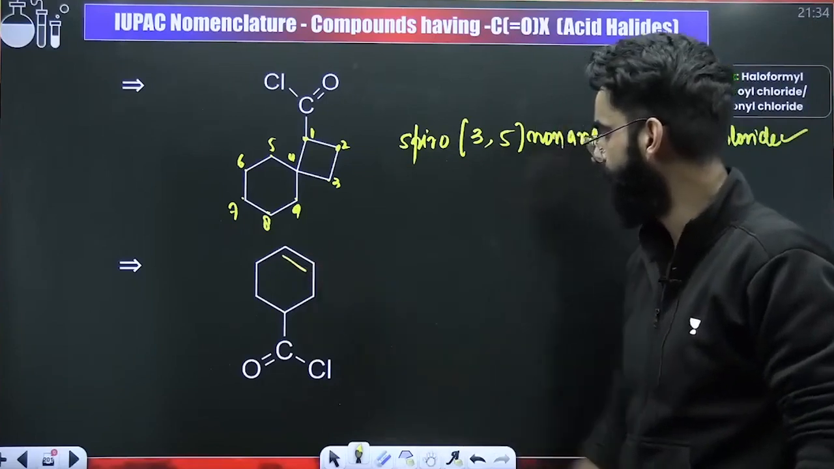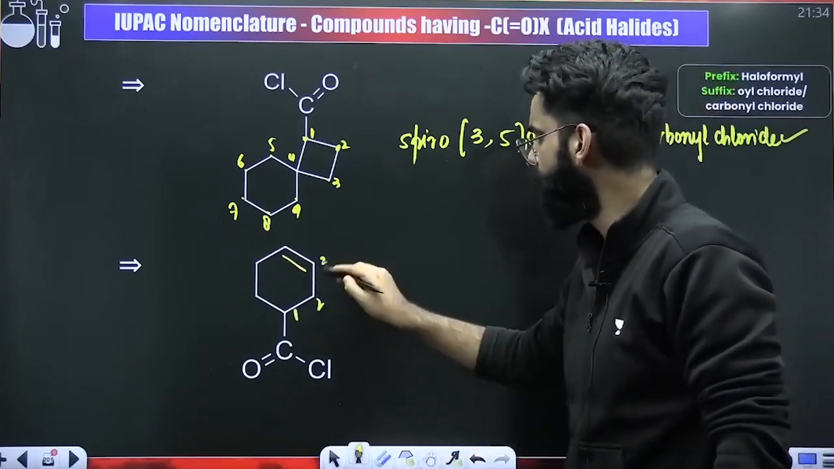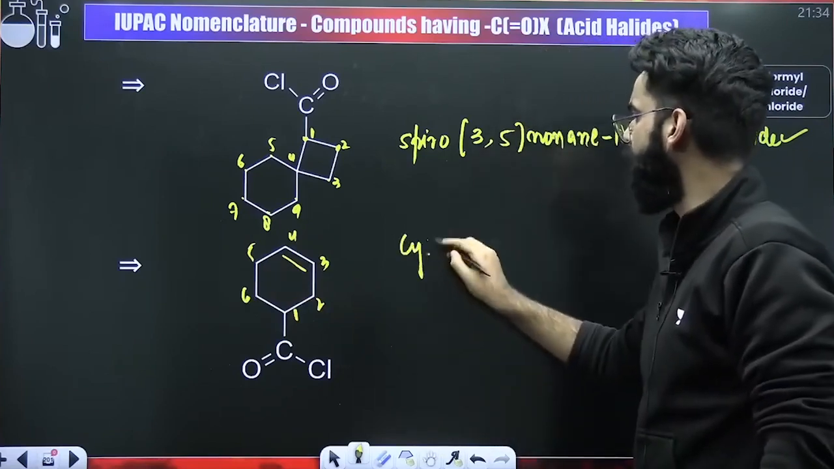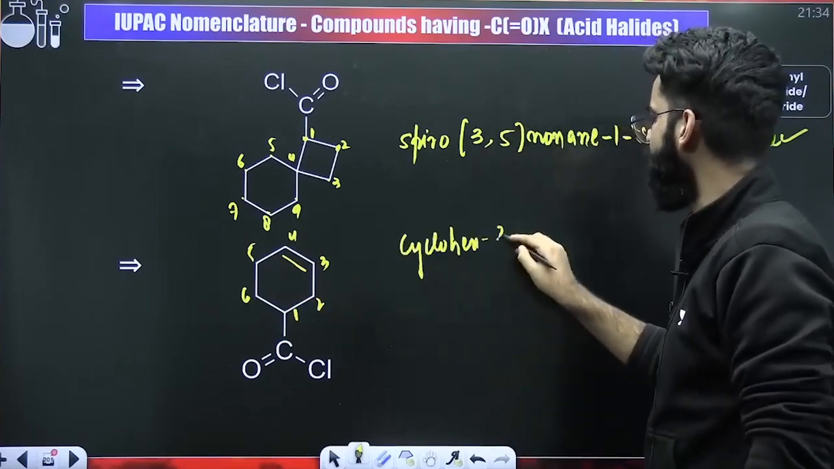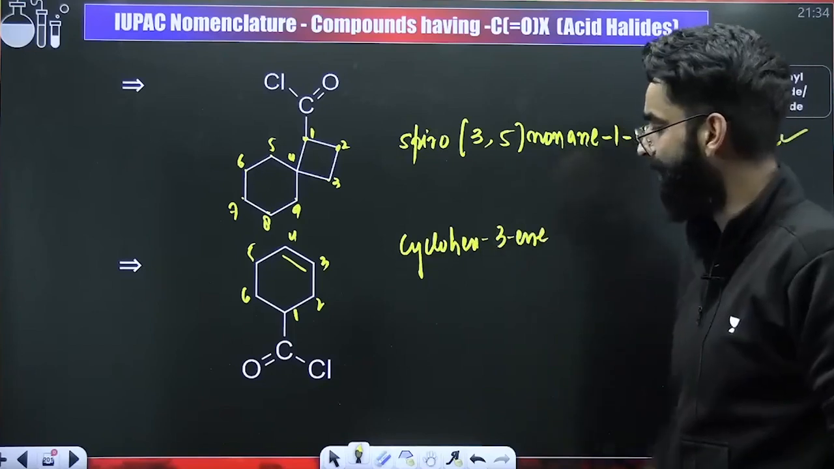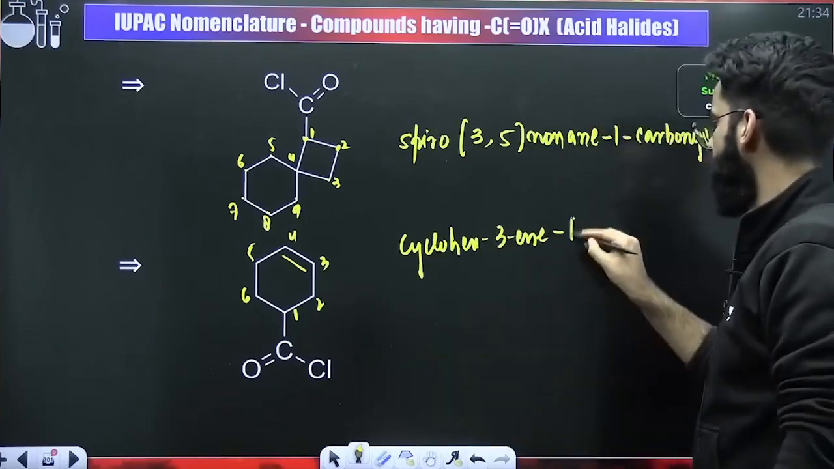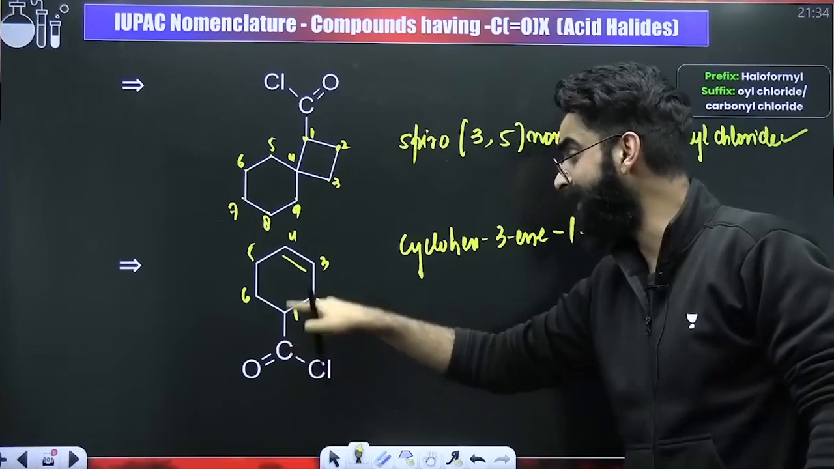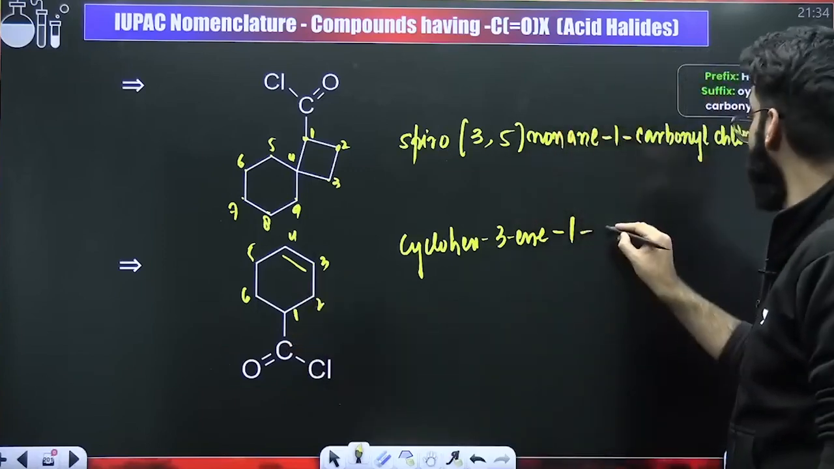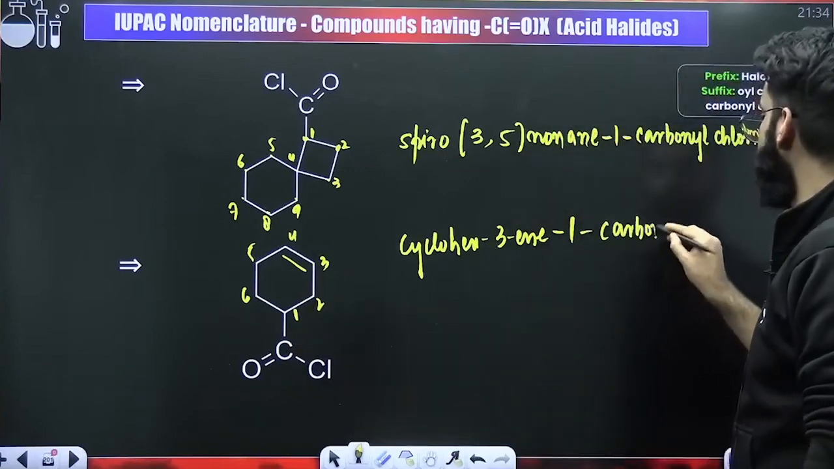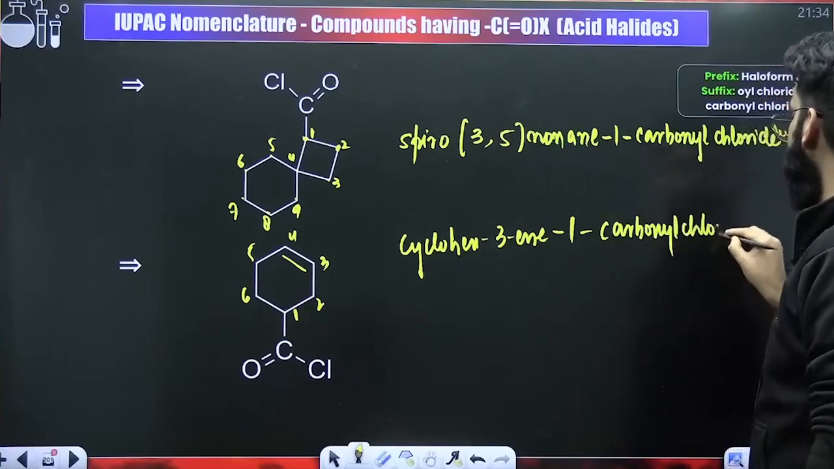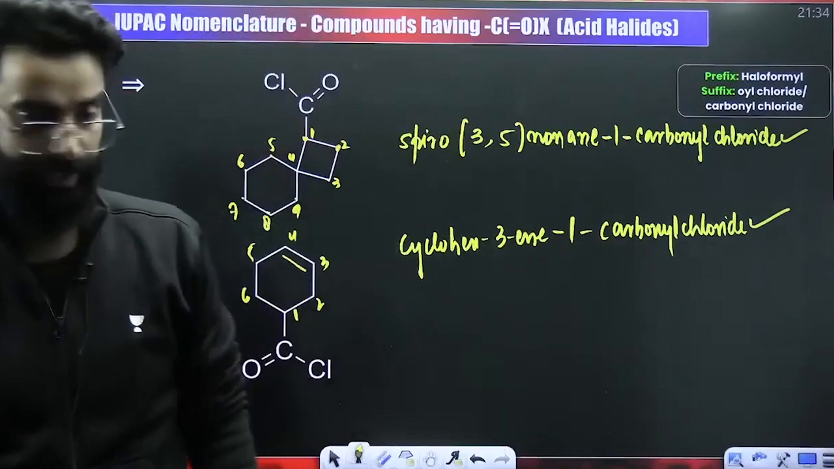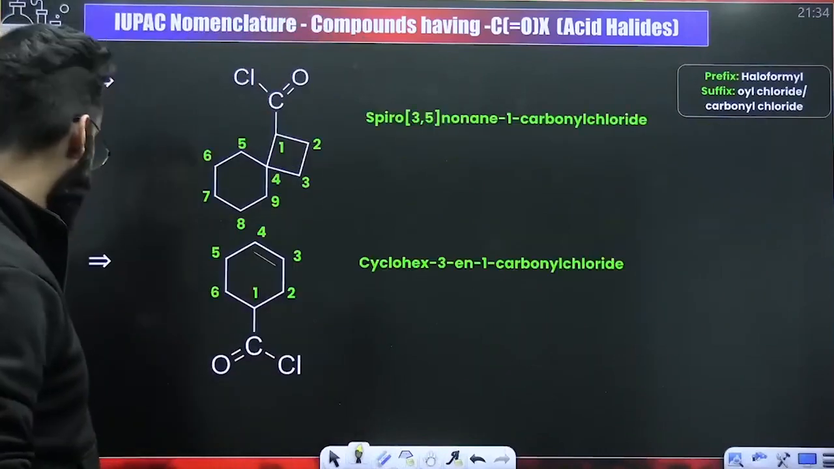Here you're going to have a double bond. Perfect. So start from here. 1, 2, 3, 4, 5, 6. Perfect. So it is cyclohex. At 3, it is ene. At 1, there is a functional group. Which one? It is acid chloride, but the carbon of the acid chloride is not included in the main chain. So it's going to be directly carbonyl chloride. Okay? Perfect?